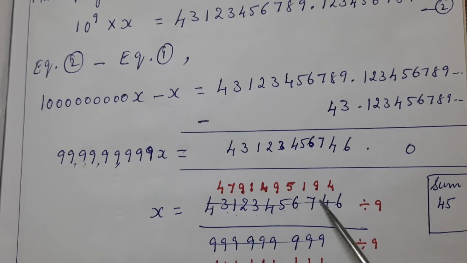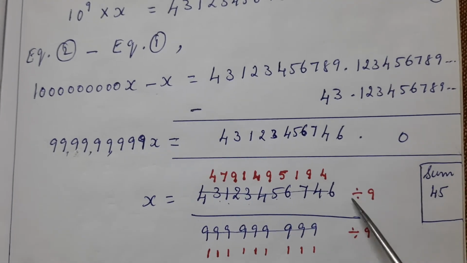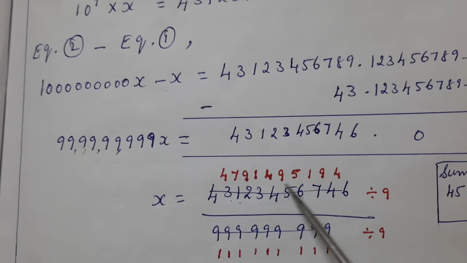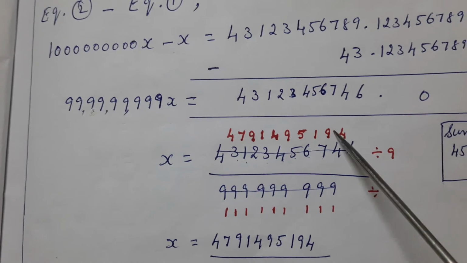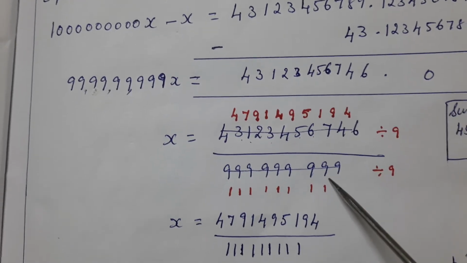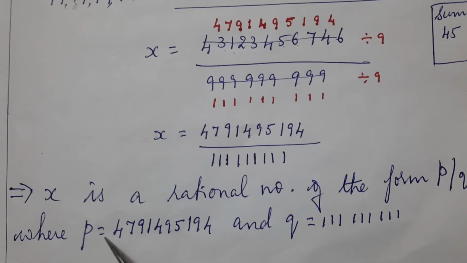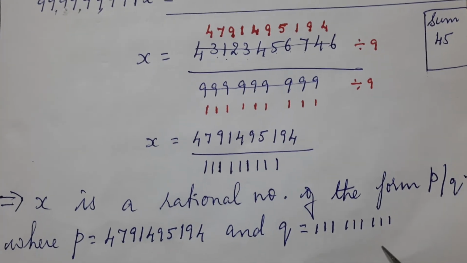When I add the digits of this, I am getting 45. That means it is divisible by 9. This is also divisible by 9. So I am cancelling, and I am getting this number. So this is of the form p by q. This is p, this is q. Hence this is a rational number of the form p by q, where p is the numerator and q is the denominator.